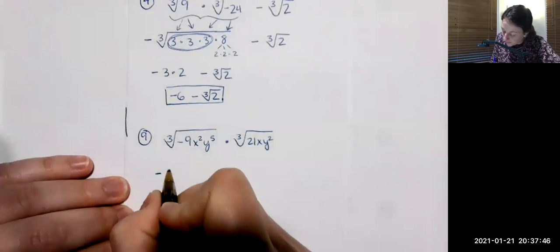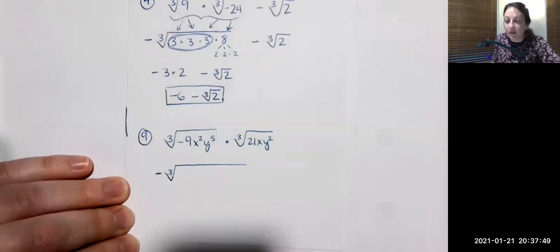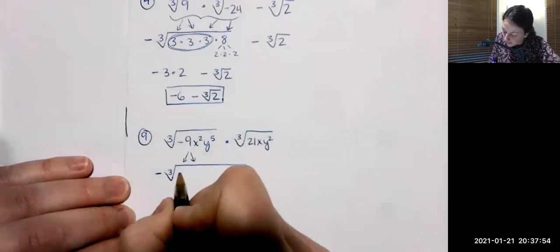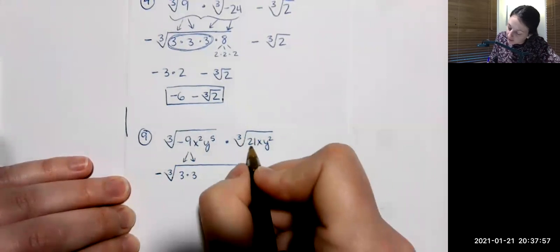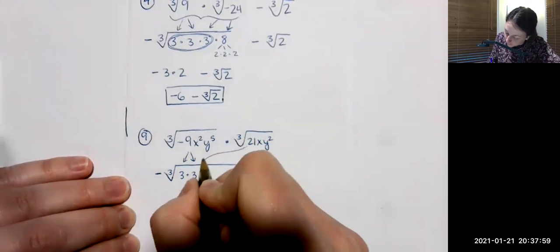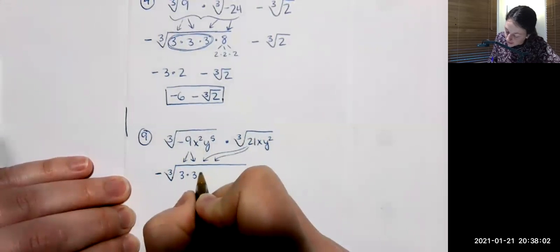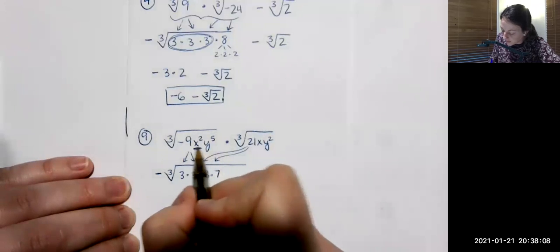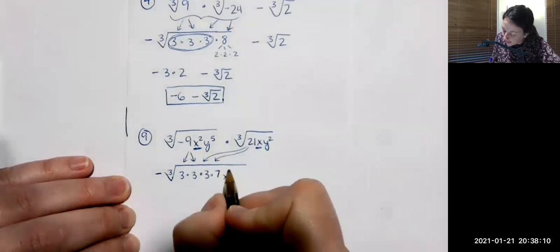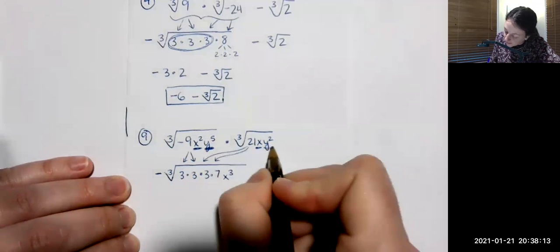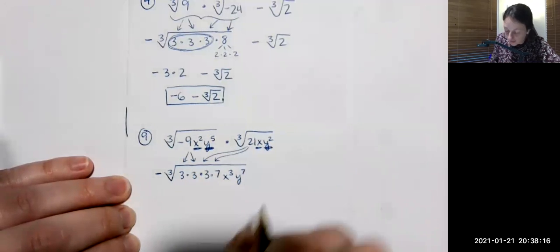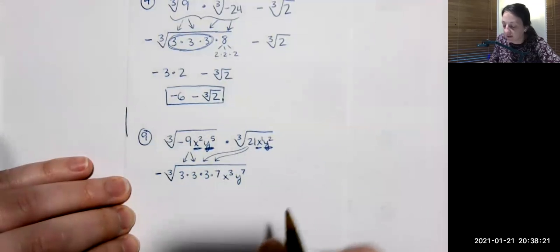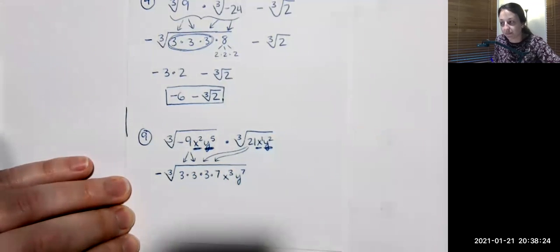I'm going to take the negative out first, and then I'm going to write this all together, but with my numbers broken down. The 9, I'm going to write as 3 times 3. 21, I'm going to write as 3 times 7. And then I'm going to combine my x's. So x squared and x is x cubed. y to the 5th and y squared is y to the 7th. When you multiply the same base, remember you're adding those exponents. So it's 2 plus 1, 5 plus 2.